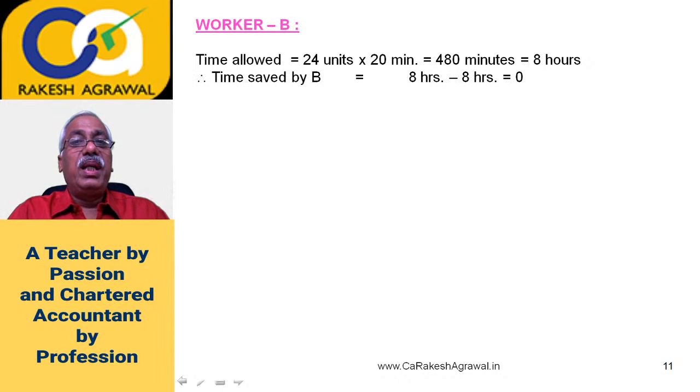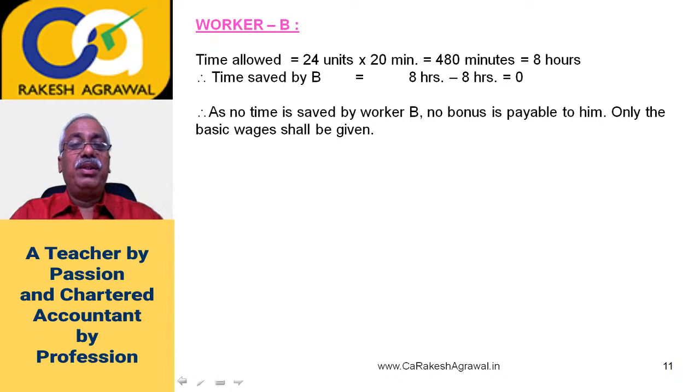Time actually taken by worker A is also 8 hours. So time saved by B is 8 minus 8, 0 time saved. If 0 time is saved, bonus will not be given. But basic wages will be given to every worker, naturally. So worker B will get basic wages but no bonus. So as no time is saved by worker B, no bonus is payable to him.